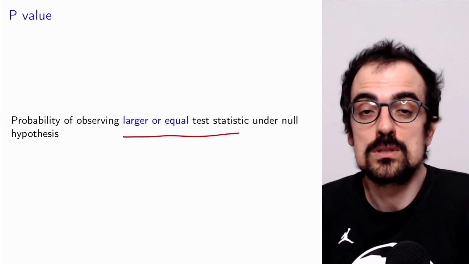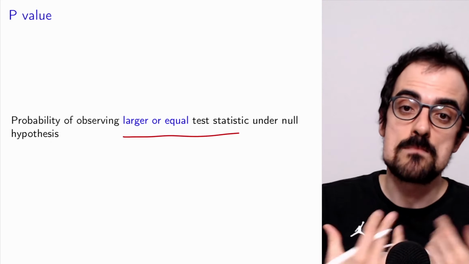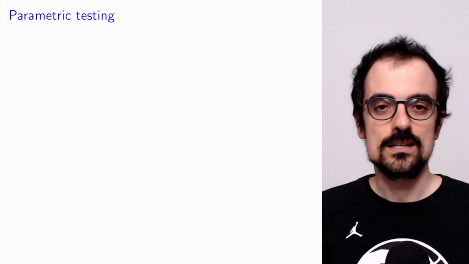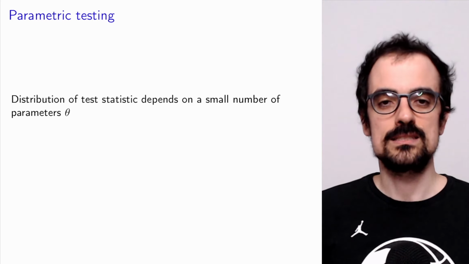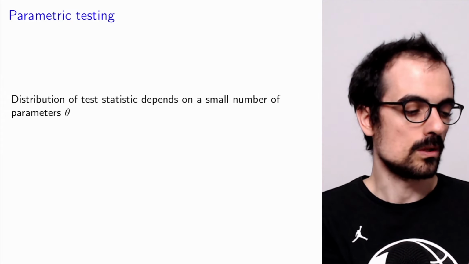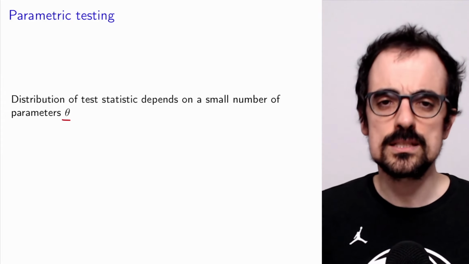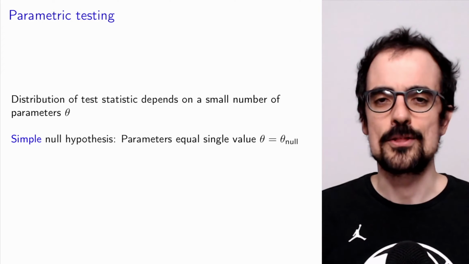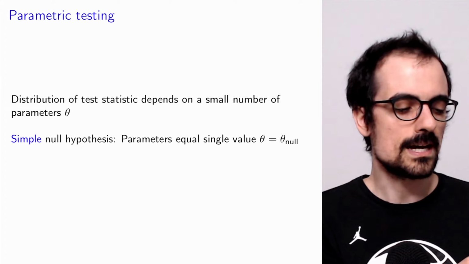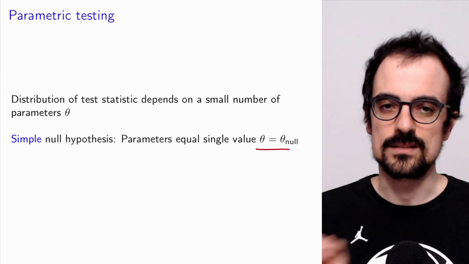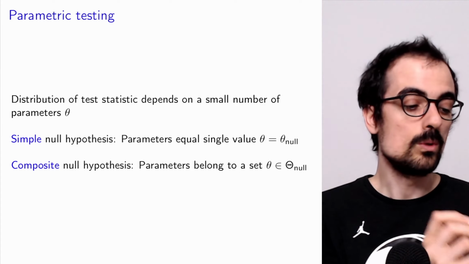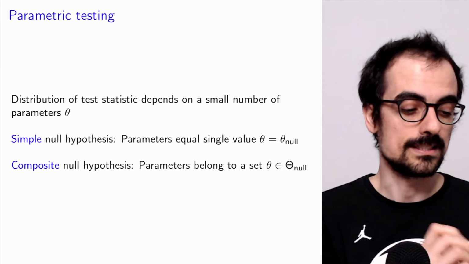In order to compute such a probability, we need a model for the test statistic. In parametric testing, what we do is we assume that the test statistic depends on a small number of parameters that I'm going to call theta. This enables us to define the null hypothesis a little bit more specifically. For simple null hypothesis, we will say that the parameters equal a certain value, and for composite null hypothesis, we will say that the parameters belong to a certain set.